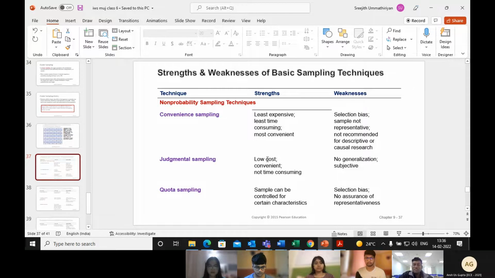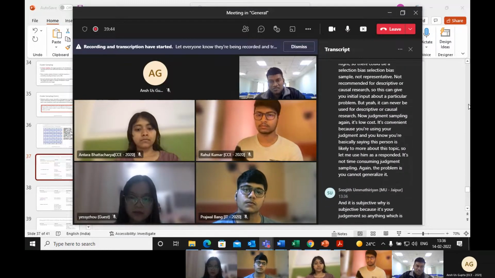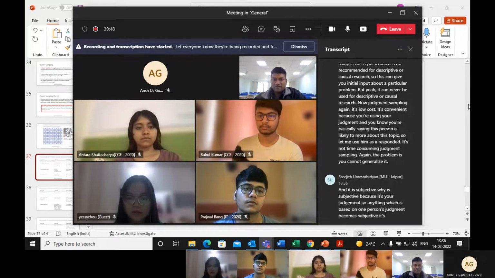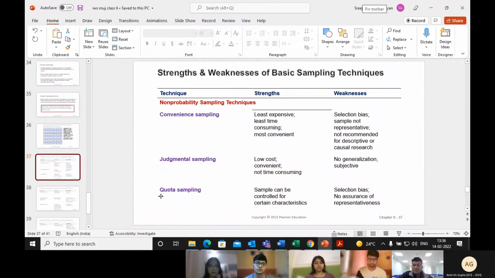It's not time consuming. Judgment sampling, again, the problem is you cannot generalize it, and it is subjective. Why subjective? Because it's your judgment. So anything which is based on one person's judgment becomes subjective. It's never an objective thing. Okay. Then quota sampling. The strength, or advantage, of quota sampling is that the sample can be controlled for certain characteristics.